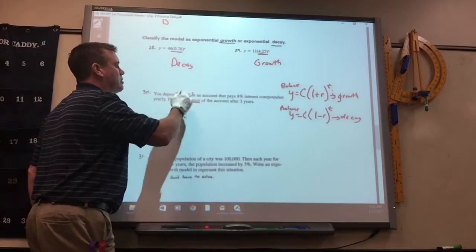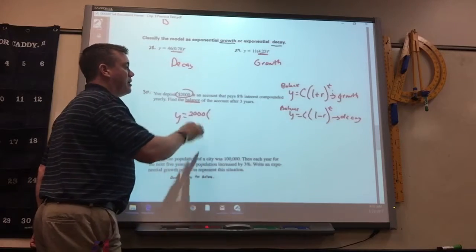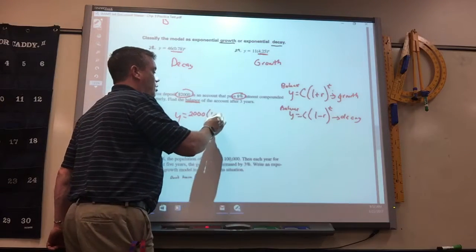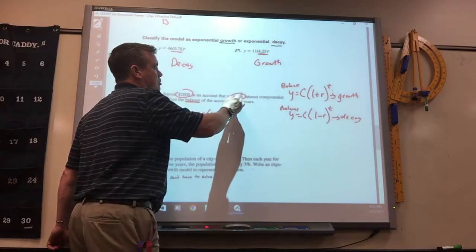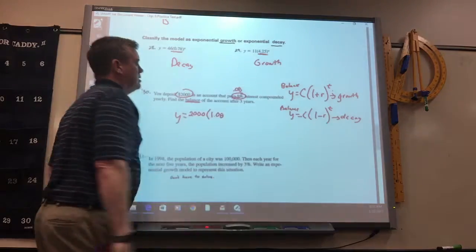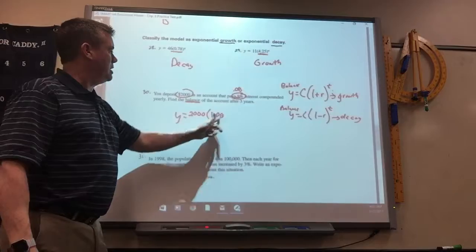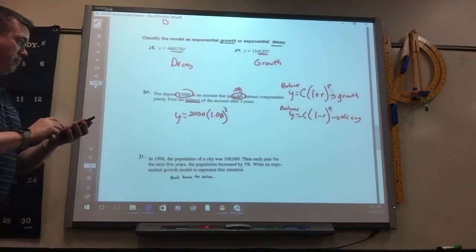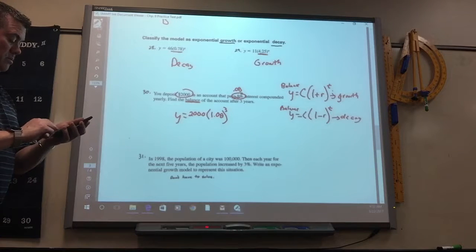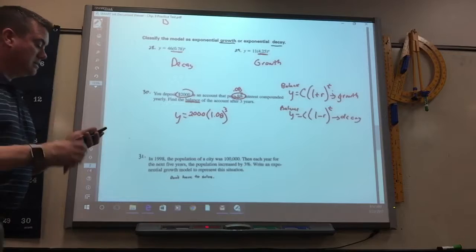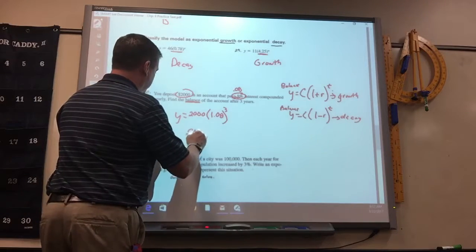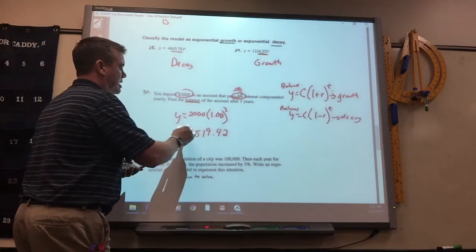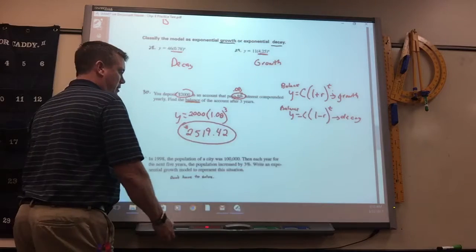So Y is the initial amount. Now here's the key, it's 1 plus the rate. 1.08. Remember, 8%, you gotta move it 2 spots, it's 0.08. So 1 plus 0.08 is 1.08, raised to the third. $2519.424, which would just round to 42 cents. Make sure you round correctly.